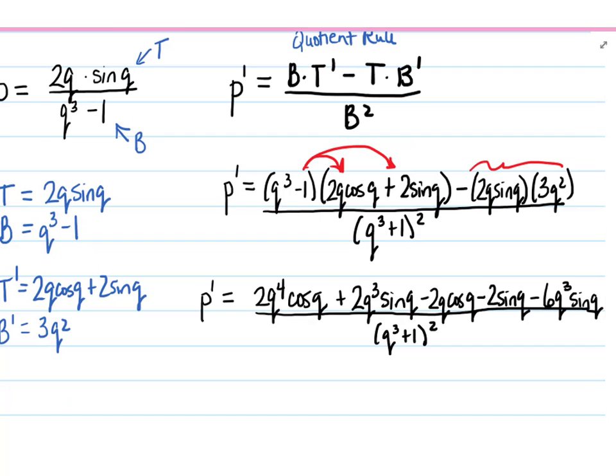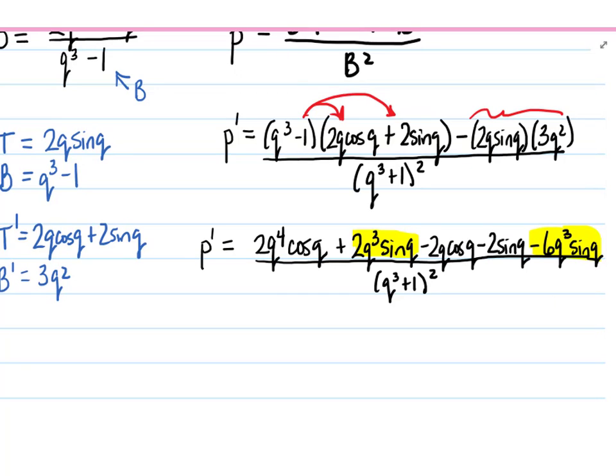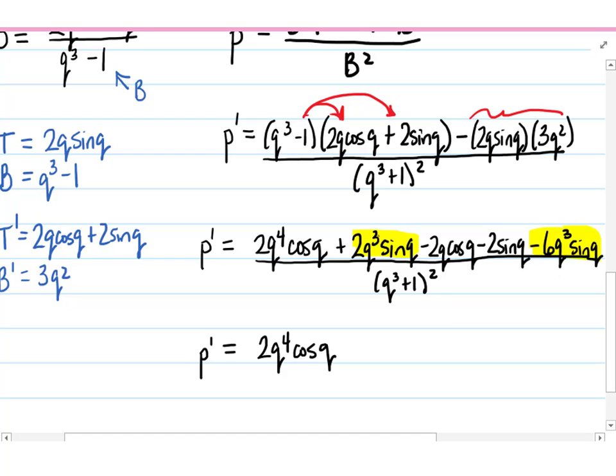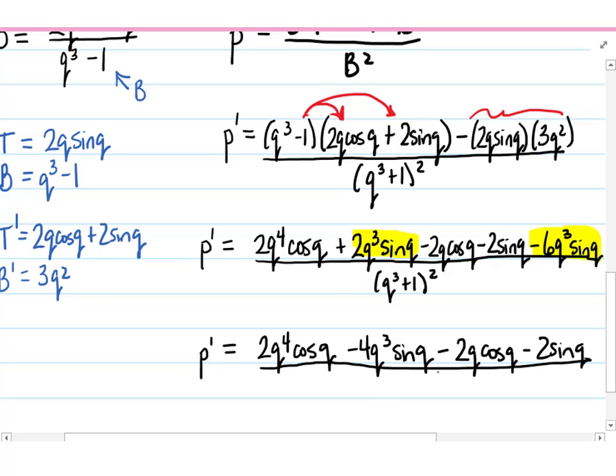And now look for any like terms. To be like terms, we need exactly the same variables with exactly the same exponents and the same trig function in this case. So 2q cubed sine q and negative 6q cubed sine q, those are the only two like terms that we have. Let's go ahead and combine them. So we have p prime equals 2q to the 4th cosine q. 2q cubed minus 6q cubed is negative 4q cubed sine q. And then we have minus 2q cosine q and minus 2 sine q tagging along there, all over q cubed plus 1 squared.